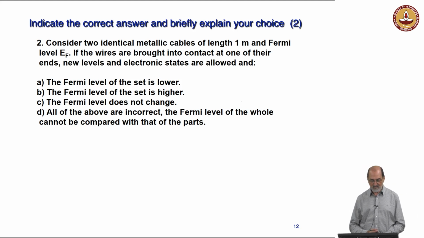This is a very conceptual question too. Consider two identical metallic cables, 1 meter each, with a Fermi level. If the wires are brought into contact, we'll end up with a single cable, but twice as long. The question is, when you do that, is the Fermi level of the set lower, is it higher, does the Fermi level not change, or are the above incorrect? The Fermi level of the whole cannot be compared with that of the parts.